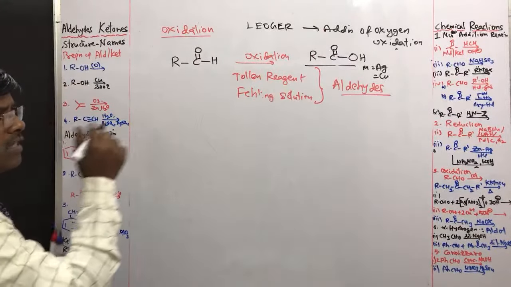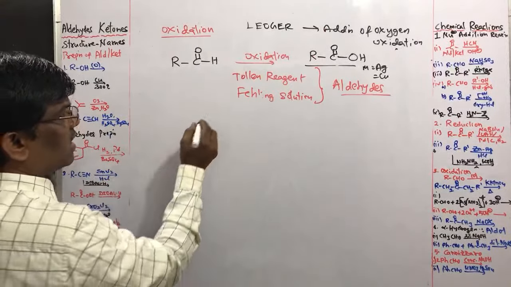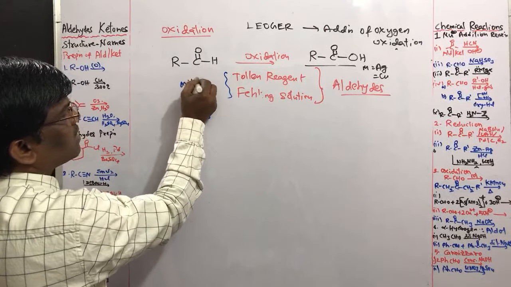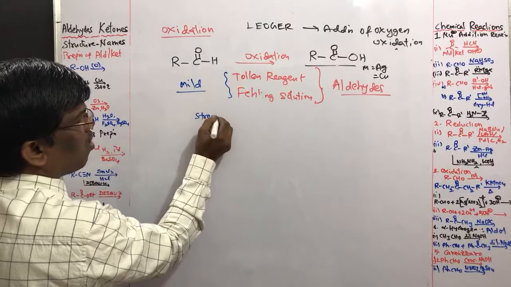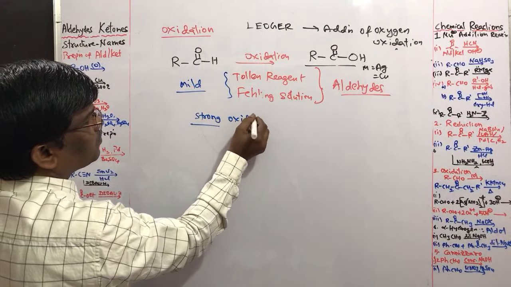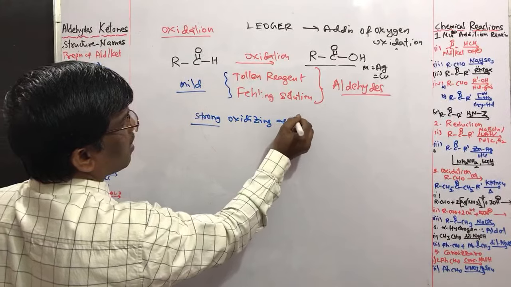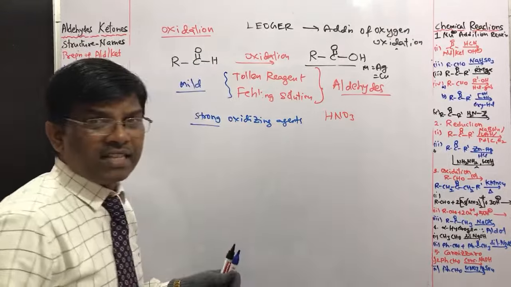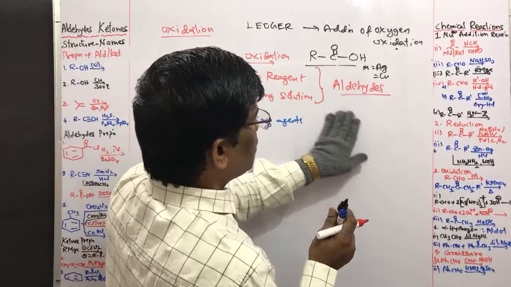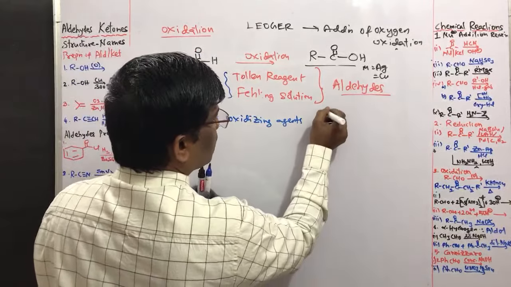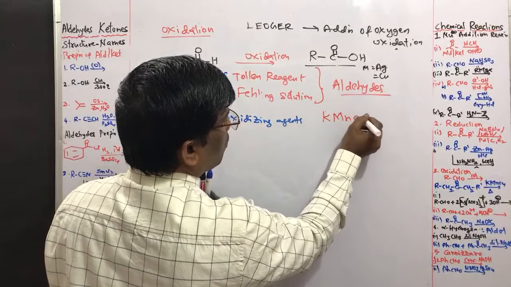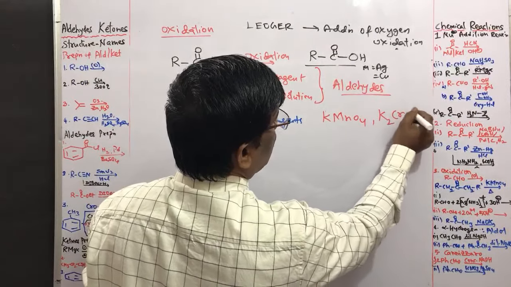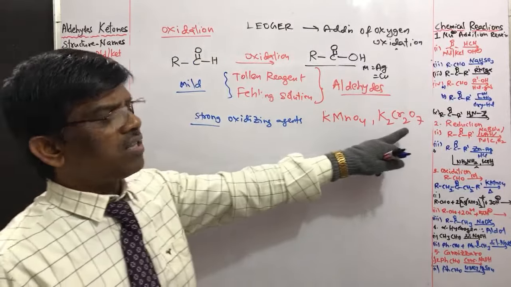These are mild oxidizing agents. Other common oxidizing agents work under drastic conditions and are strong oxidizing agents. HNO3 is also a strong oxidizing agent, but commonly you will not use HNO3. Instead you come across KMnO4, potassium permanganate, or potassium dichromate, K2Cr2O7. These are very strong oxidizing agents.